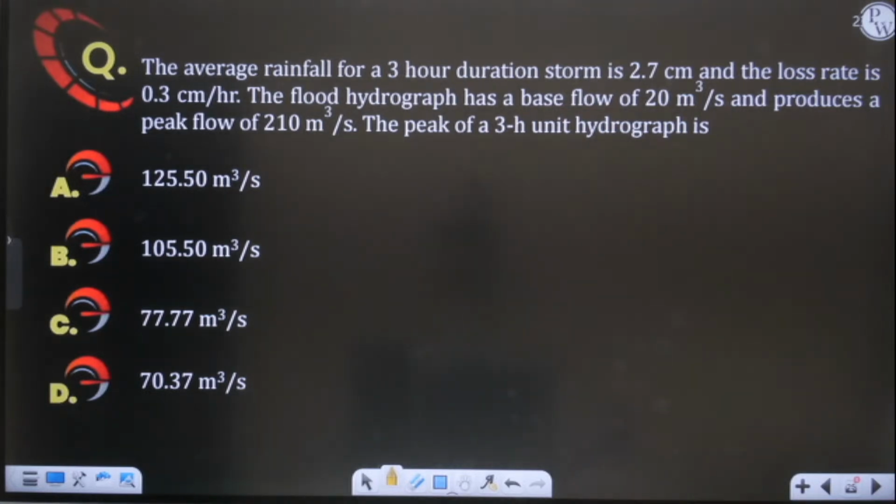Same kind of problem. Tell me the answer to this one.